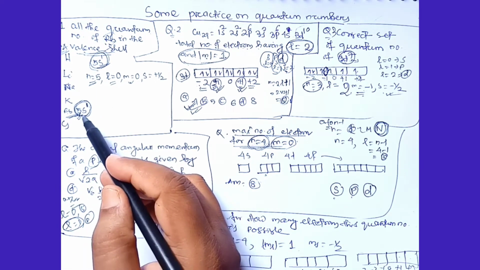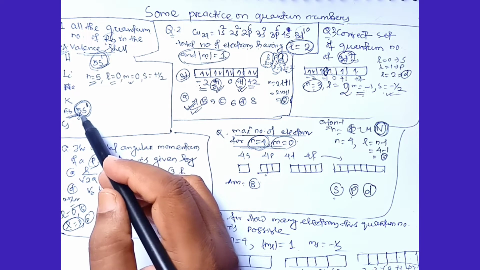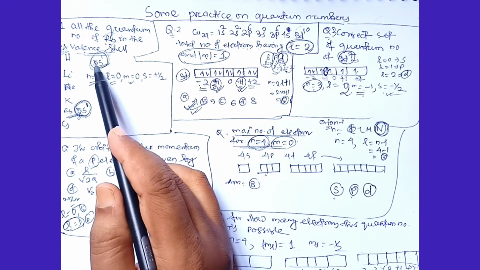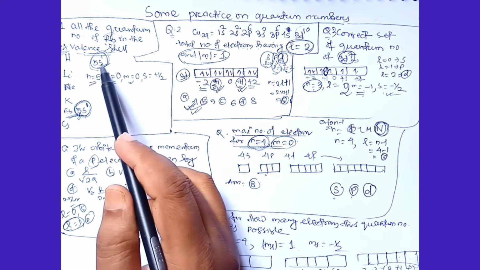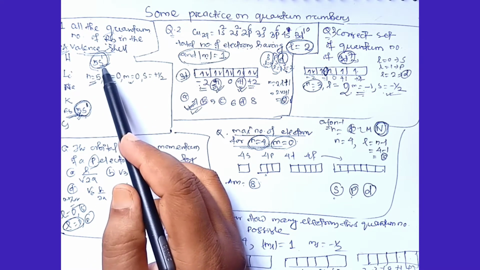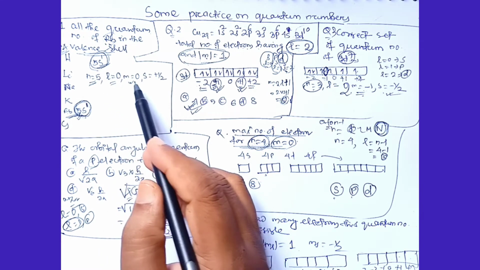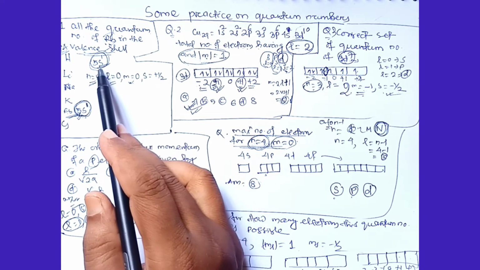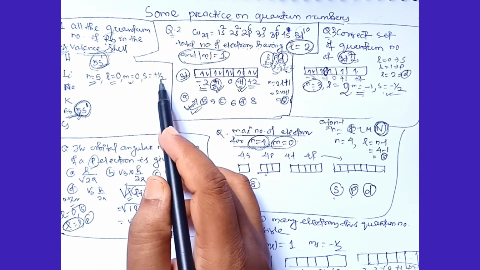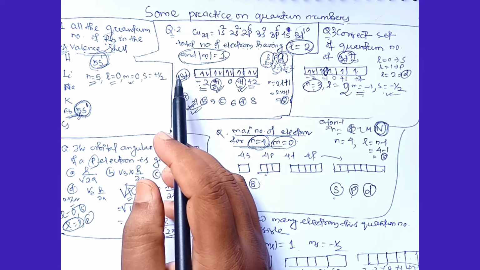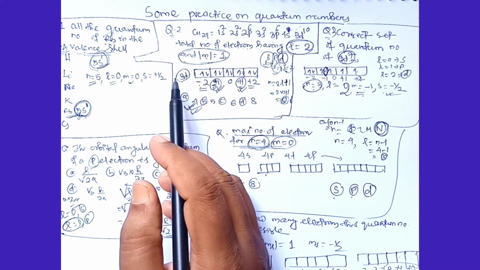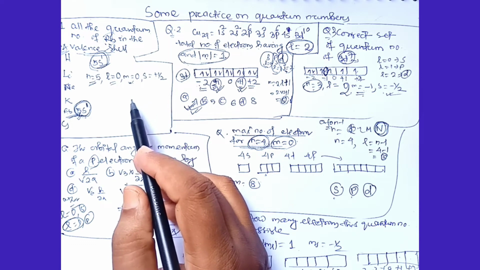So for 5s1, what are the quantum numbers? As it is 5s, the electron resides in the 5s orbital. So n equals 5 and l equals 0 because it resides in the s subshell, and as it has no orientation, its m value is 0, and we are assigning the spin quantum number as plus half. We have taken the notation: if the electron revolves in the clockwise manner, the spin will be plus half, and if it revolves in the anti-clockwise manner, the spin will be minus half.